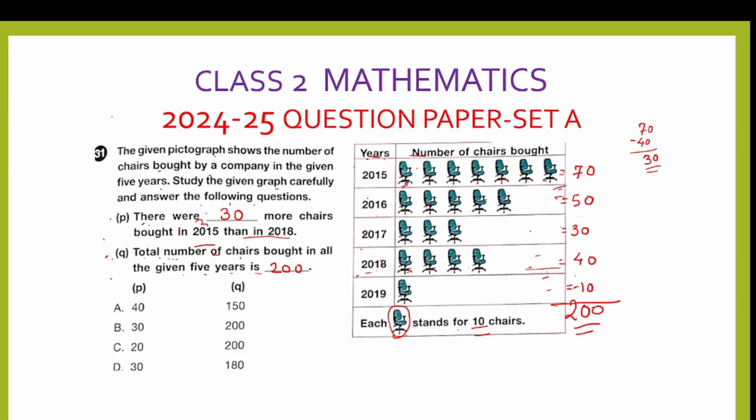Okay. Now let's choose the correct option. For this small p and q statement, for p there should be a 30, so in option B, and q should be a 200. Yes. Therefore option B is the correct answer for this given question. Next question.